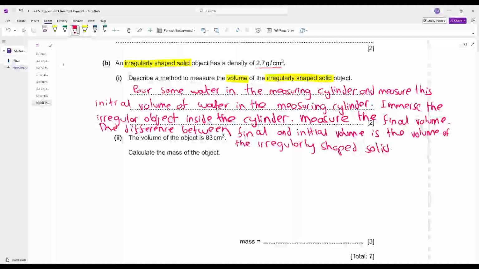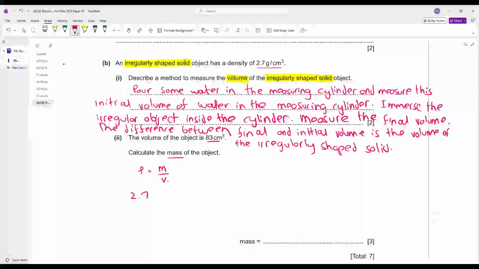The volume of the object is this. Okay, now you have the volume of the object. You have to calculate the mass of the object. How will you do that? Yes, any ideas geniuses. Density is equals to mass over volume. Beta density है आपके पास. Yes, 2.7 gram per centimeter cube. You want to calculate the mass. Volume क्या है? 83. 2.7 into 83 is your mass.